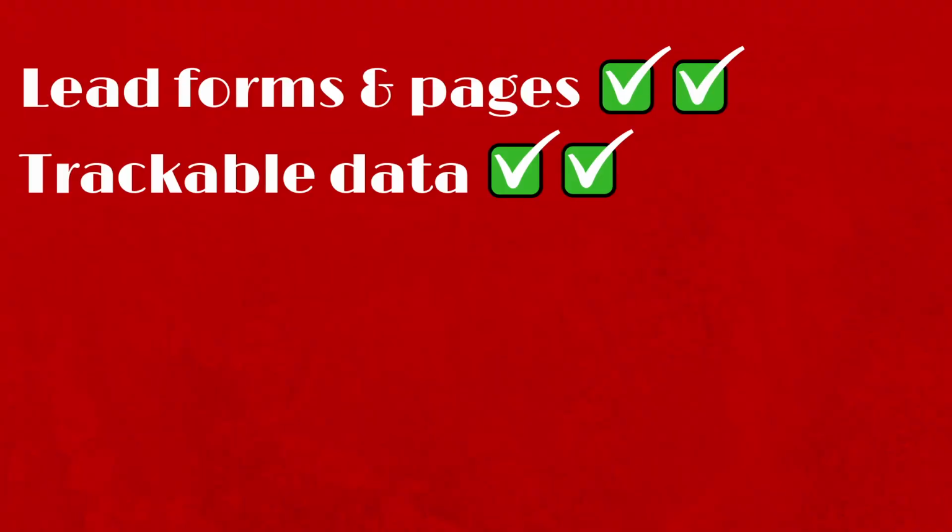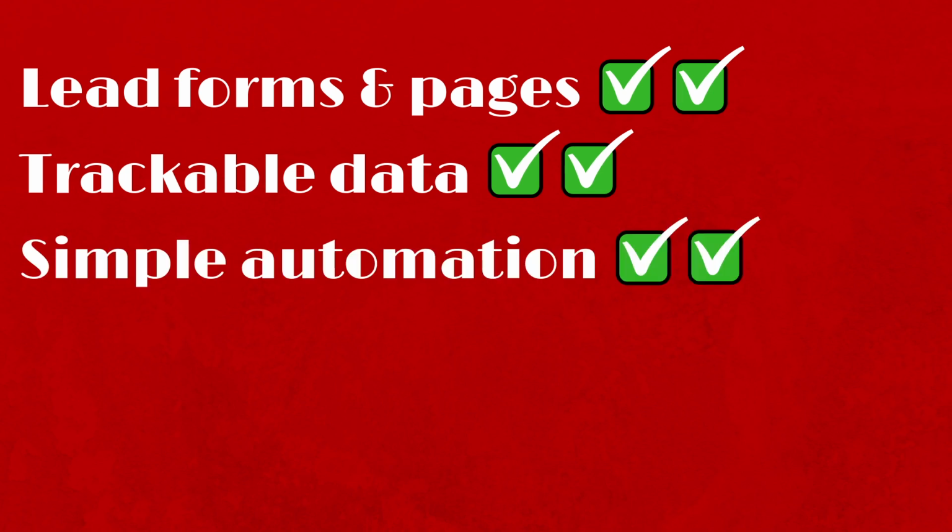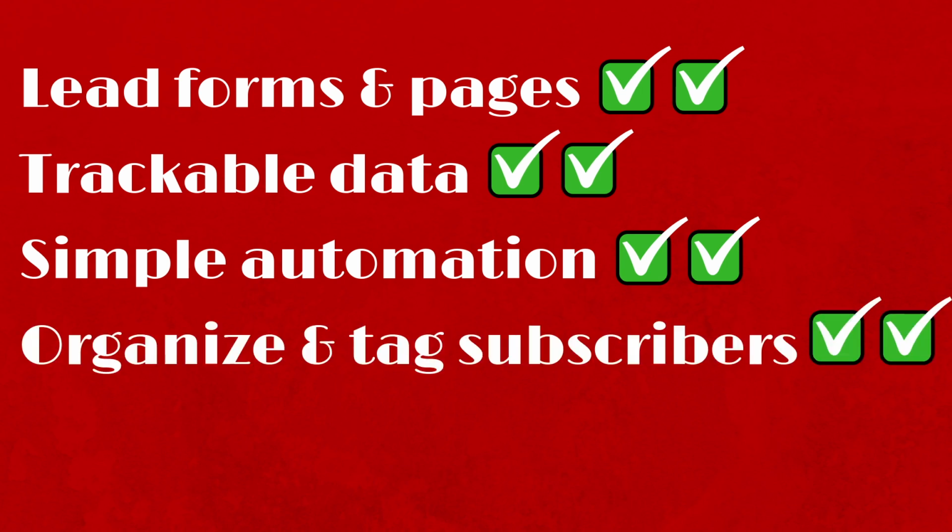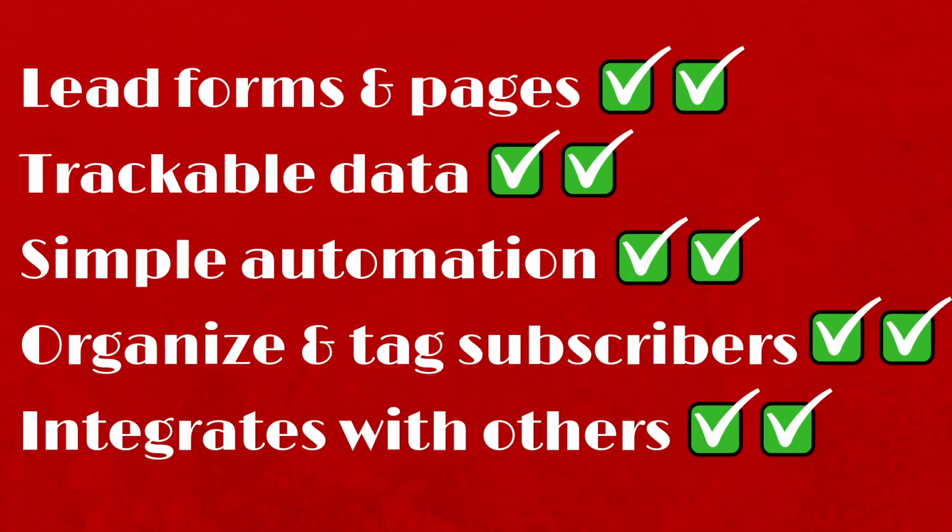They also have the trackable data, just like ConvertKit does. MailChimp has the automations that work so you don't have to. You can also organize and tag your subscribers so you know you're sending the right person the right thing at the right time. That's very important in email marketing. MailChimp also integrates with other online software, which is important because you can't do everything in one place.